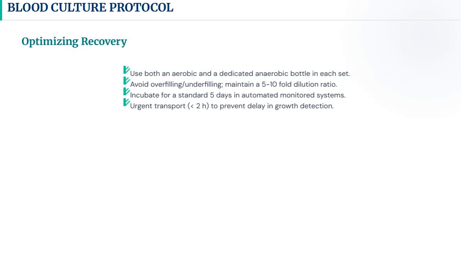When it comes to blood culture protocols, timing is everything. We need to transport samples urgently within 2 hours to avoid any delay in detecting growth. Once in the lab, incubation runs for a standard 5 days in automated systems that monitor continuously. It's crucial to fill the bottles correctly, aiming for a 5 to 10-fold dilution ratio. Not too much, not too little. And remember, each set should include both an aerobic and a dedicated anaerobic bottle. This approach helps us optimize recovery and get the best results.